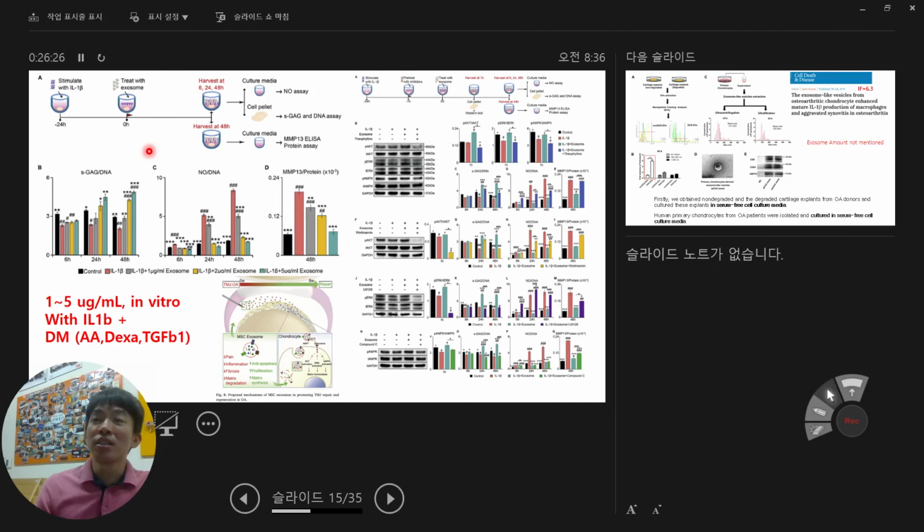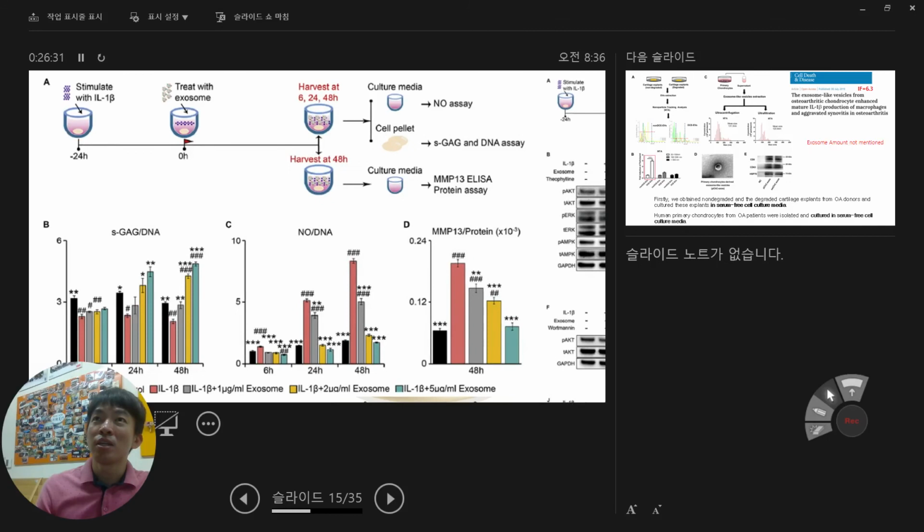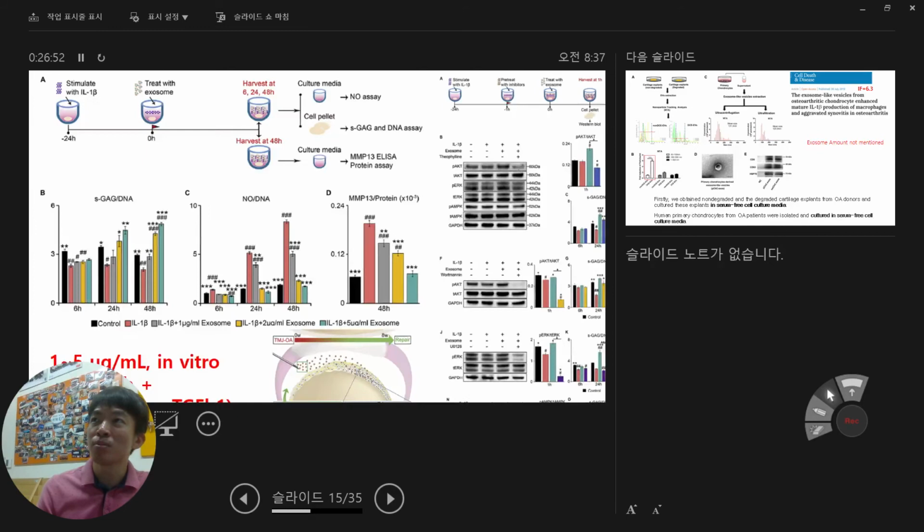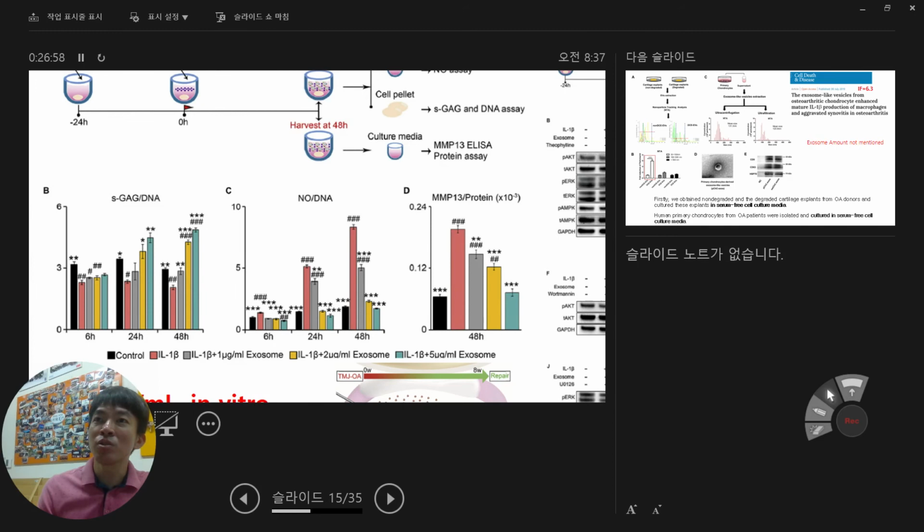And then this very interesting in vitro study. They utilized chondrocytes and stimulated them with IL-1 beta. And then they treated with exosome, harvested at this time point, and collected the media and cells, and then another culture media, to check MMP13 level. They found that GAG formation is increased, depending on the dose of exosome, from 1 to 5 microgram per ml. They found that 5 microgram per ml exosome is better than the others.